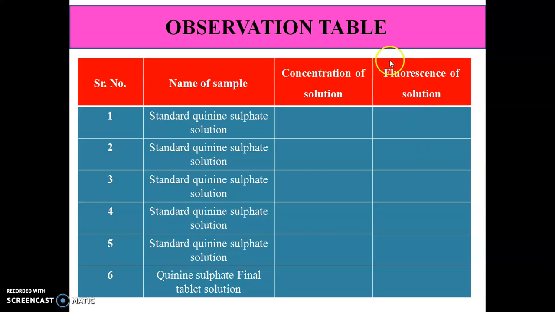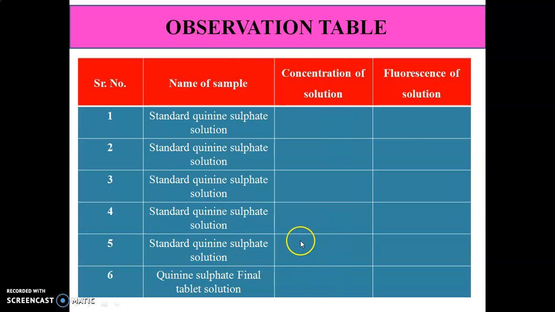So this is the observation table. In the first column, serial number. In the second, name of the sample. In the third column, concentration of the solution. And in the last column, fluorescence of the solution. From 1 to 5, these are the standard quinine sulphate solutions, and number 6 is the quinine sulphate final tablet solution. You have to write this down.